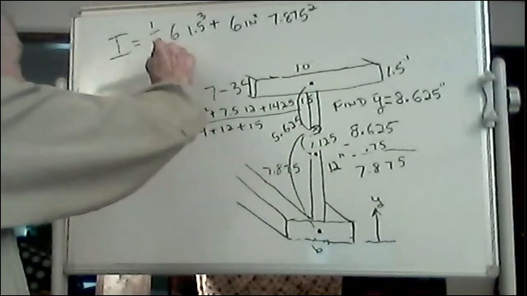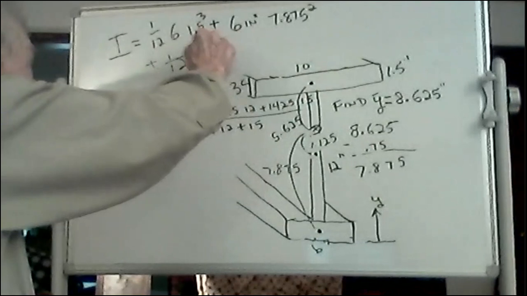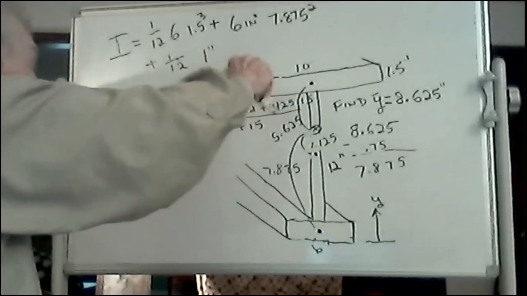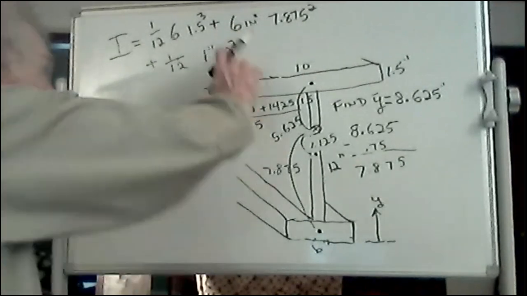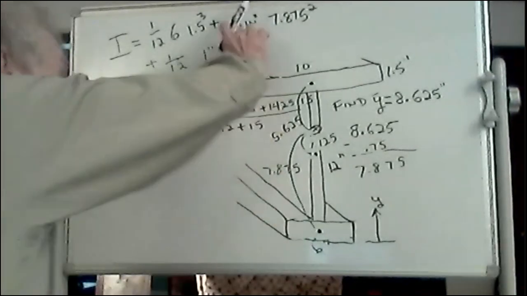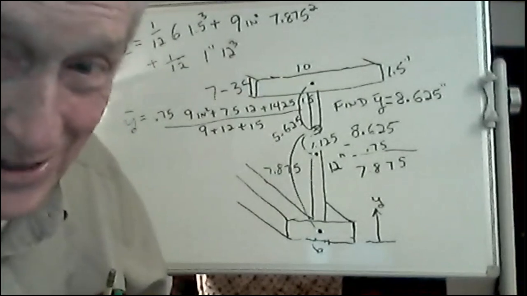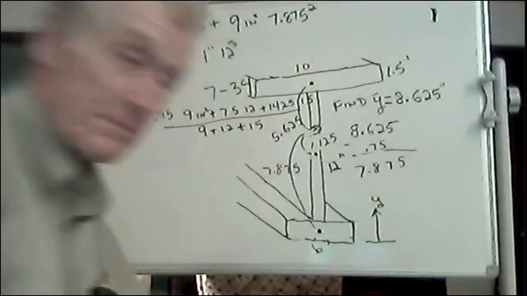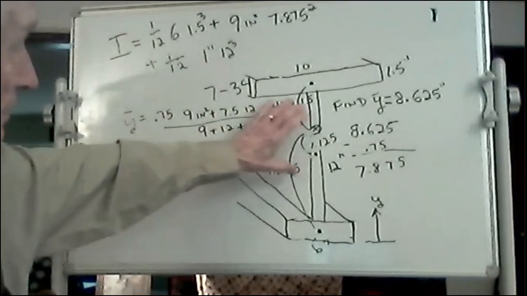Plus 1/12 times 1 inch times 12 inches squared. On the 6 inches squared, should that be the 6 times 1.5? You are absolutely right, and I'm absolutely wrong. It's 9 square inches, isn't it? 9 square inches. Thank you. It goes up here in this corner. You were right. Okay, 1/12, we're doing the web now.